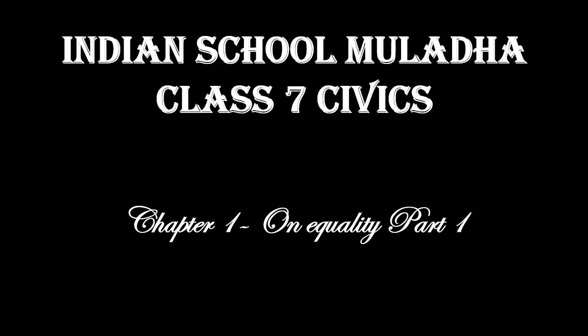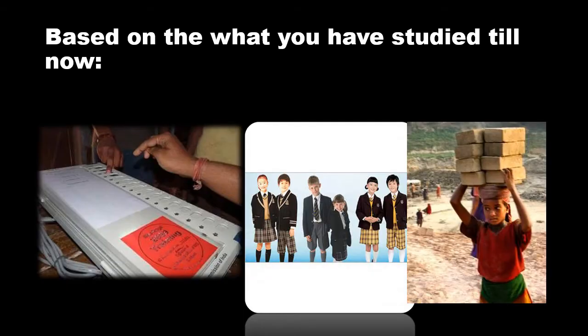Now let us try to discuss the first chapter on equality in your civics textbook. Children, please see the picture given on the left side. You had studied about universal adult franchise last year. It means the right to vote for all adults.